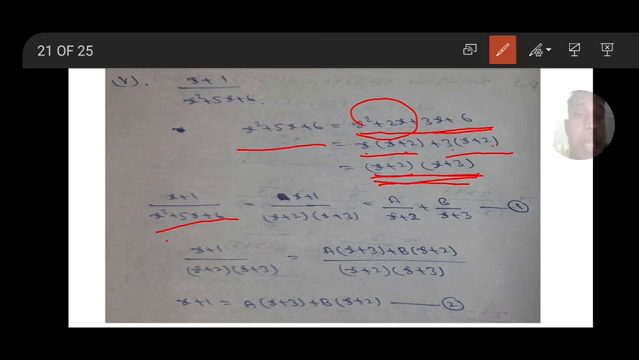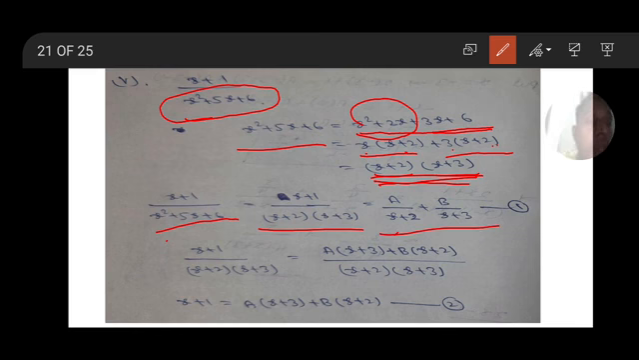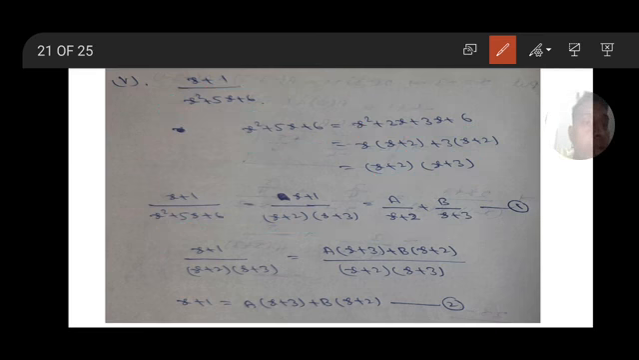x plus 1 by x square plus 5x plus 6 can be written as x plus 1 by x plus 2 into x plus 3. Now the denominator factors are linear factors. Don't take directly; we have to factorize it. If factors are not coming, then take it as a quadratic factor. Here factors are coming, that are x plus 2 and x plus 3. Two linear factors, non-repeated linear factors. So first case, a by x plus 2 plus b by x plus 3, and simplify and find out a value, b value.